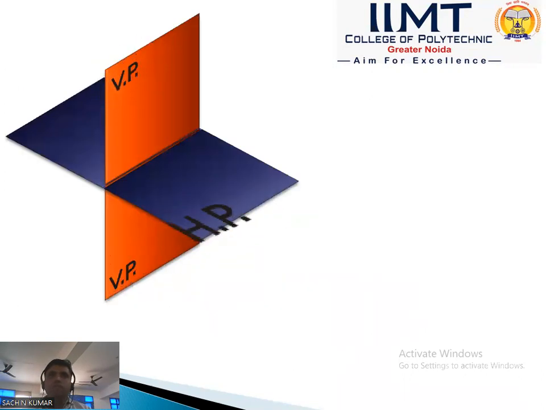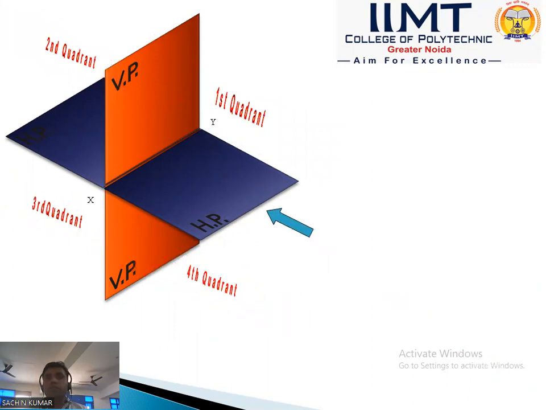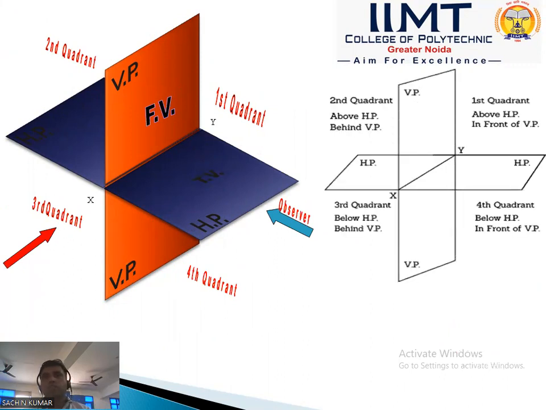That is the vertical plane. That is the horizontal plane. That is XY. XY is the intersection between the horizontal plane and the vertical plane. First quadrant, second quadrant, third quadrant, and fourth quadrant. So that is the front view. Front view always goes to the vertical plane, as we discussed in the previous slide, and the top view always goes to the horizontal plane, as discussed in the previous slide.